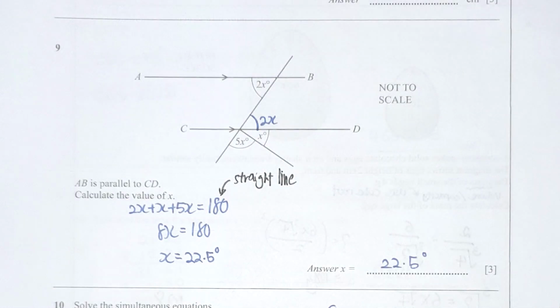So for section 9, the first thing you need to identify is that the 2x, based on the concept of alternate angles, will then be transferred to the lower part here. So the entire thing forms a straight line, hence 2x plus 5x will be equivalent to 180. So x equals 22.5 after the calculation.